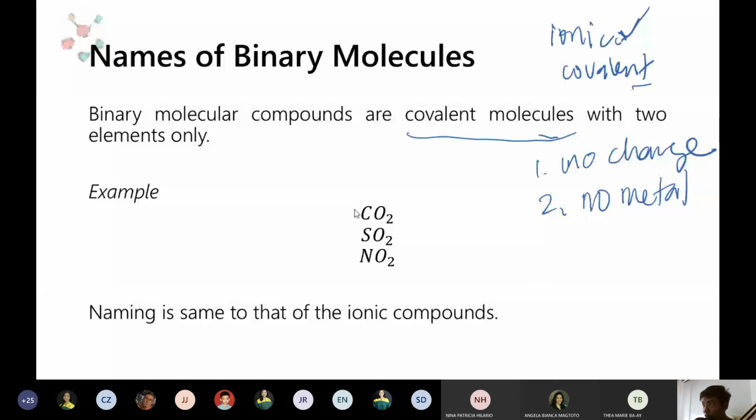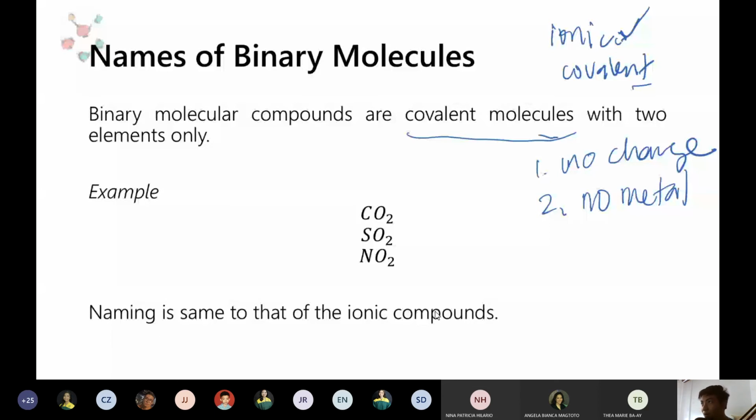Pag walang charge, wala siyang 3, negative 2, negative 1, walang ganun. And walang metal. So carbon is not metal, oxygen is not metal, same goes for other atoms. So that means you have binary molecules. Okay. So how are you going to name this? Sabi dito, the naming is similar to that of the ionic compound, pero mas easy. Mas madali. Yan ang tip ko. Paano mo malalaman na covalent? Walang charge, walang metal. Puro non-metal at walang charge.